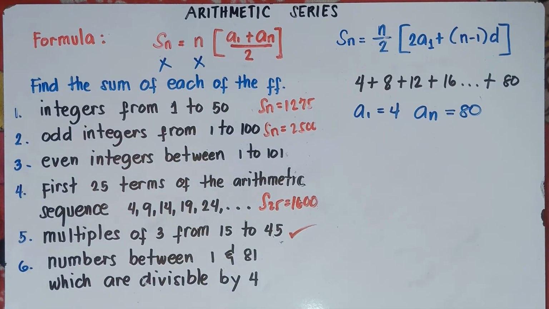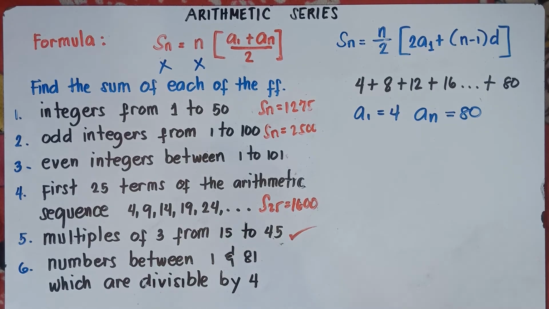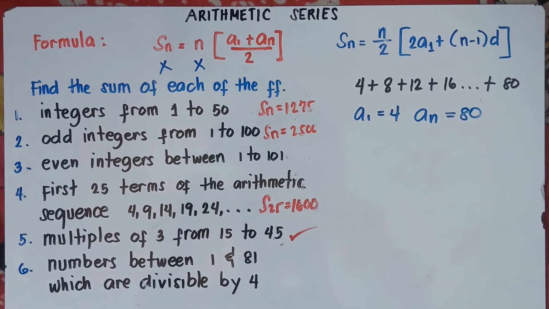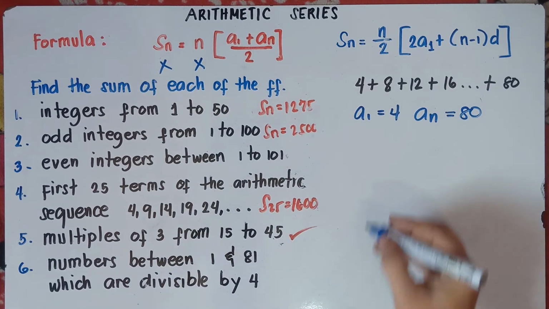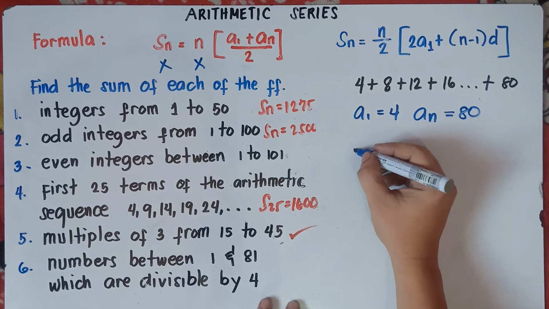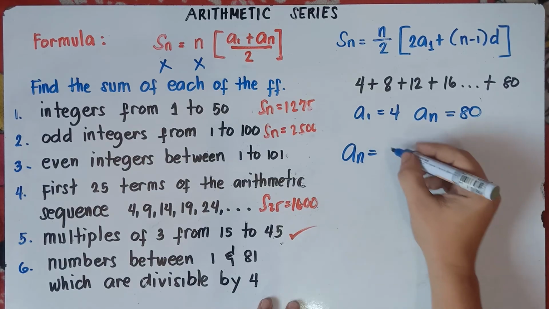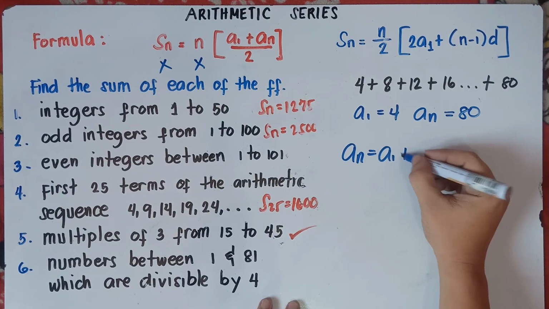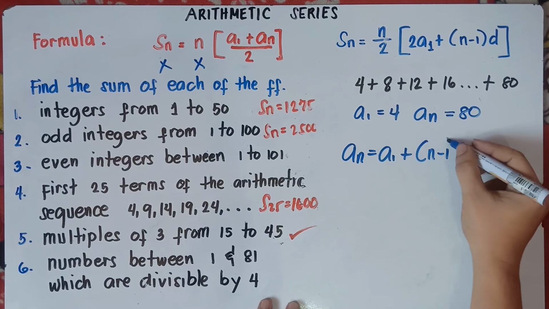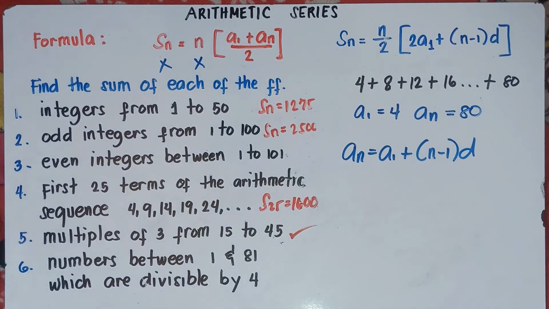So the thing that you will do, class, in numbers 5 and 6, we need to find n. Now, how to find n? To find n, we will be using the arithmetic sequence formula. Do you still remember the arithmetic sequence formula? This will be a sub n equals the first term plus n minus 1 times the common difference.